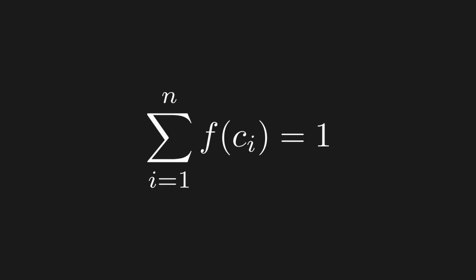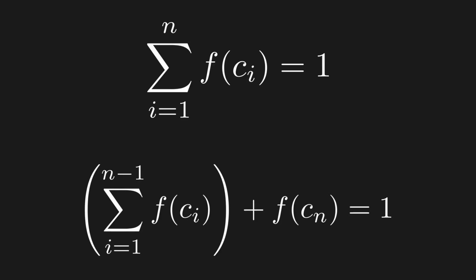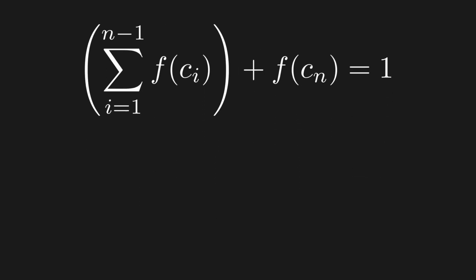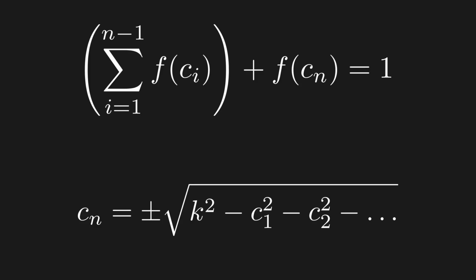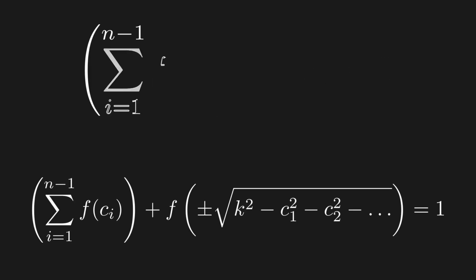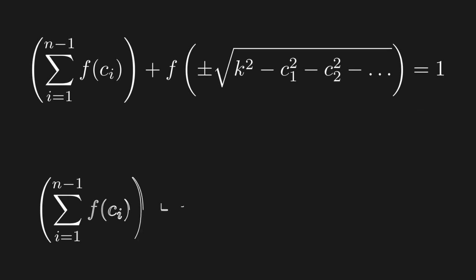With that, let's finally do some mathematical heavy lifting to find F. Let's start with the first condition, and let's single out the term with the last coefficient. Now, we can use the second condition to solve for Cn, and then we can plug this into the second term here. Now, here we use the fact that F is an even function to get rid of the plus minus.